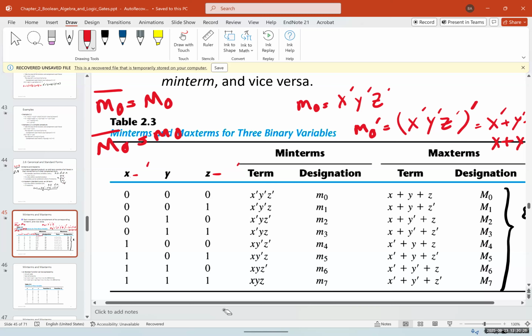Now let's do it for another minterm. Let's say m5. x, y prime, z. What is x? It's 1. What is y prime? y is 0. Therefore, y prime would be what? 1. And what is z? 1. So x, y prime, z gives us what? 1. So if I multiply, all of them would give us what? And you could check it for any of these.